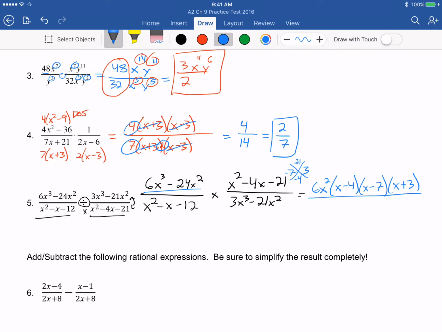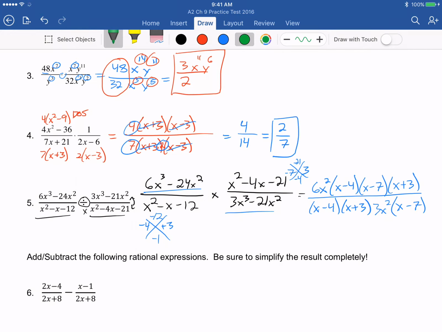Also, going on the bottom here now, I have negative 12 and negative 1. So two things here are negative 4 and positive 3. So I have x minus 4 and x plus 3. And over here, looking at this last one, I can take out a 3x squared out of there. So I'm left with x minus 7.